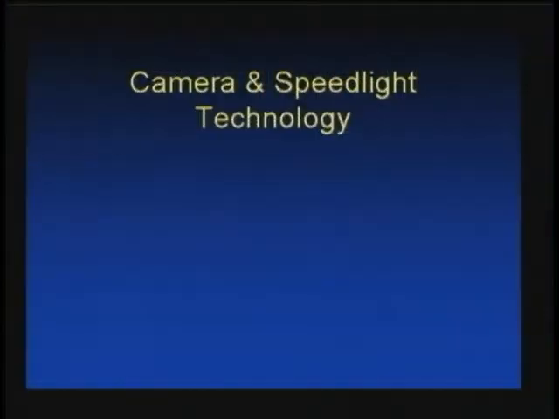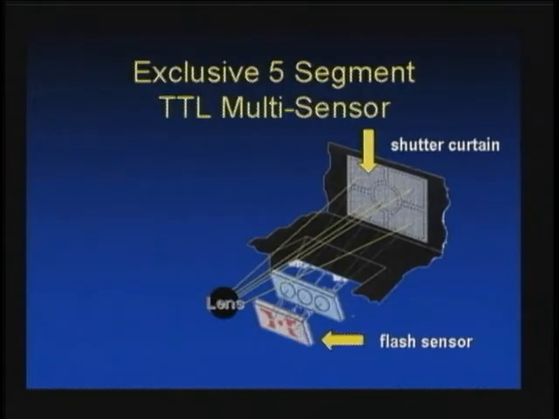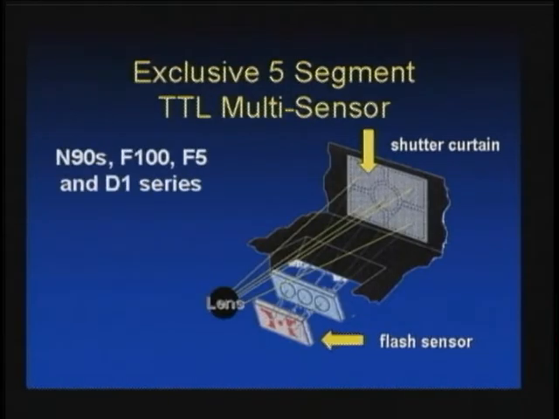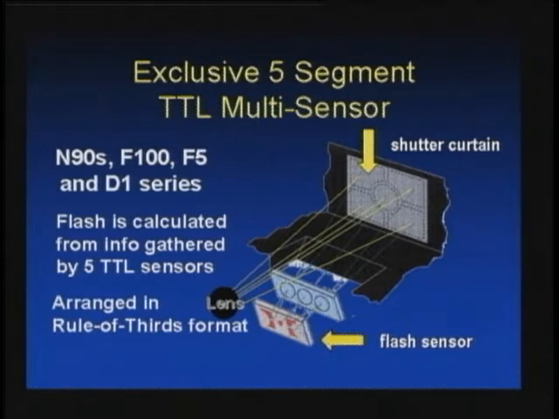On the camera and SPEEDLIGHT technology, we're going to cover Nikon's exclusive TTL multi-sensor, monitor pre-flash, and distance information. Nikon's exclusive TTL multi-sensor is a 5-segment sensor system that's found on our N90S cameras, the F100, the F5, and film cameras, and our D1 series cameras. Basically, the flash is calculated from the information gathered by the 5 TTL sensors.